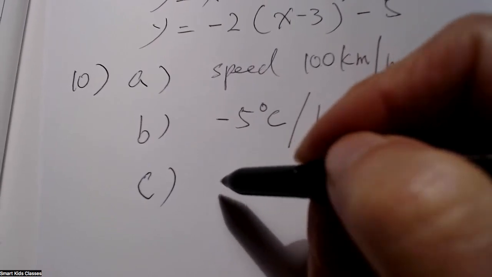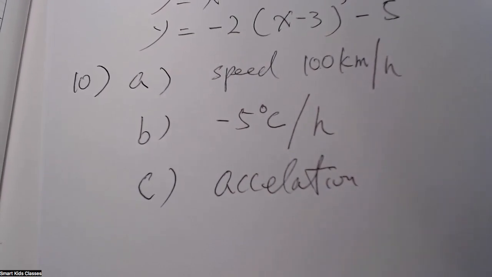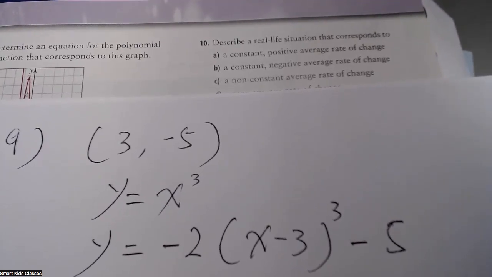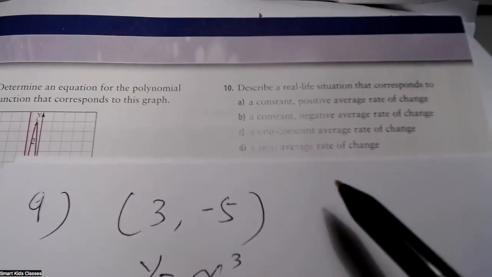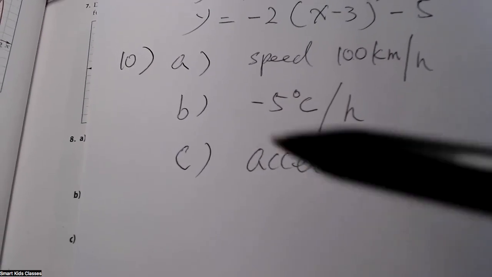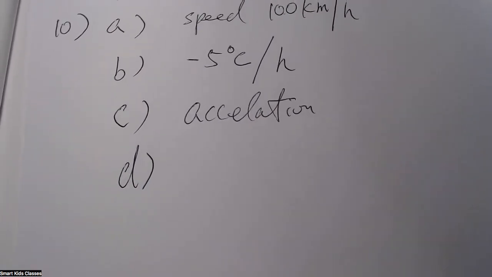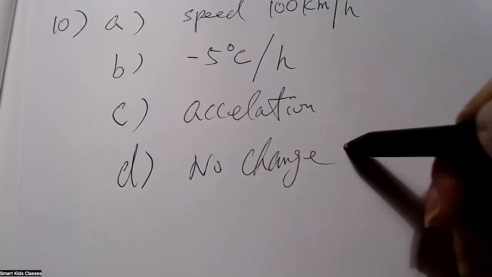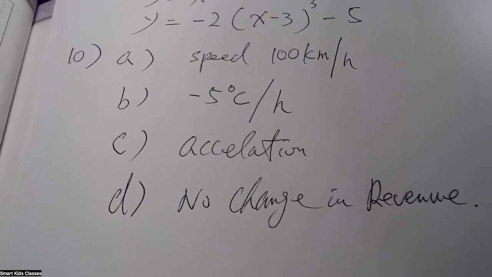For C, we can write acceleration. Any acceleration of speed will be constantly changing, I mean non-constantly changing. Good. Number D, a zero average rate of change. It means zero rate, the slope equals 0, so there's no change. It's a horizontal line. So what can illustrate a horizontal line? For example, no change in the revenue. So these are the examples for answering question 10.